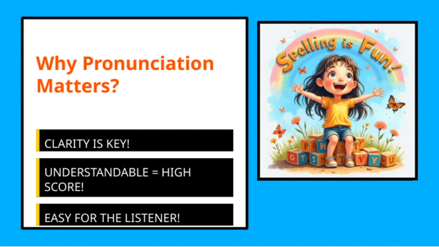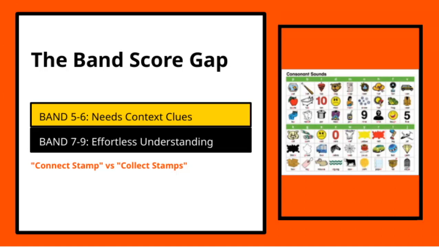Keep in mind, the overall goal of this presentation is to improve your communication skills, and clear pronunciation is a fundamental part of that. So, let's focus on making our speech as clear as possible to connect better with our listeners. Let's take a closer look at the difference between connect stamp and collect stamps.